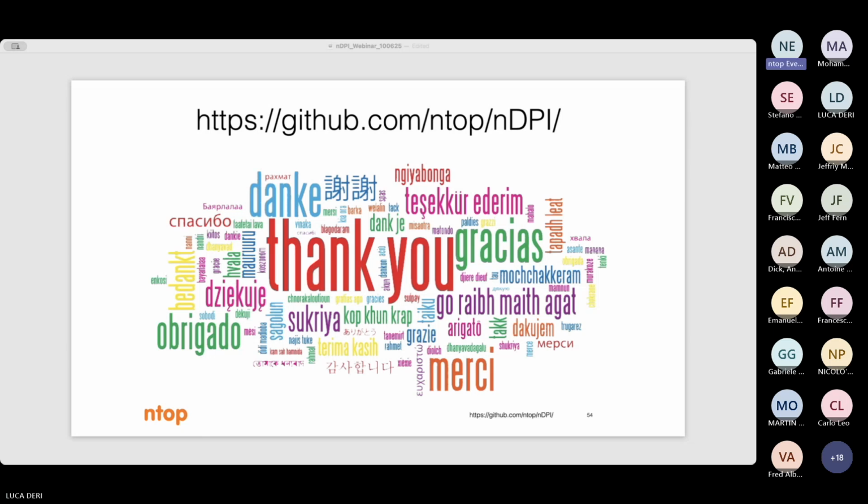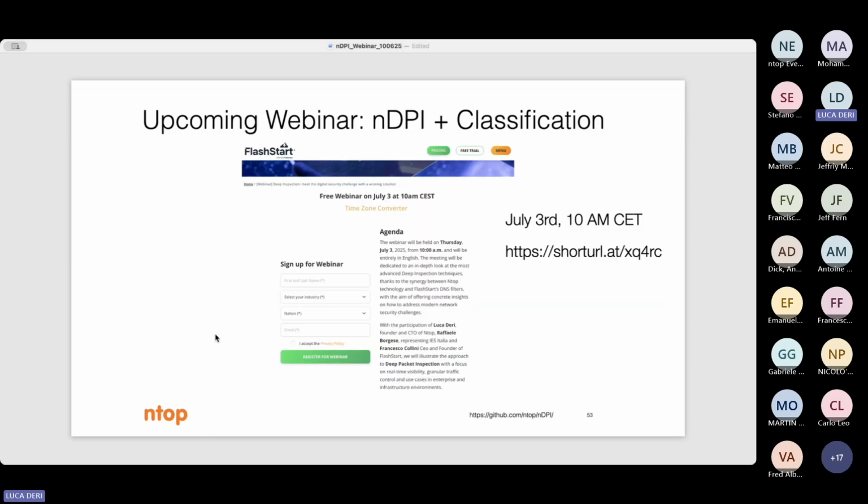And then we have Mohammed asking about nDPI used for bridging the traffic. Mohammed, do you want to talk? Bridging is definitely possible. If you have Linux, you can do that with the bridge, and you can apply the same technique I've shown you before.